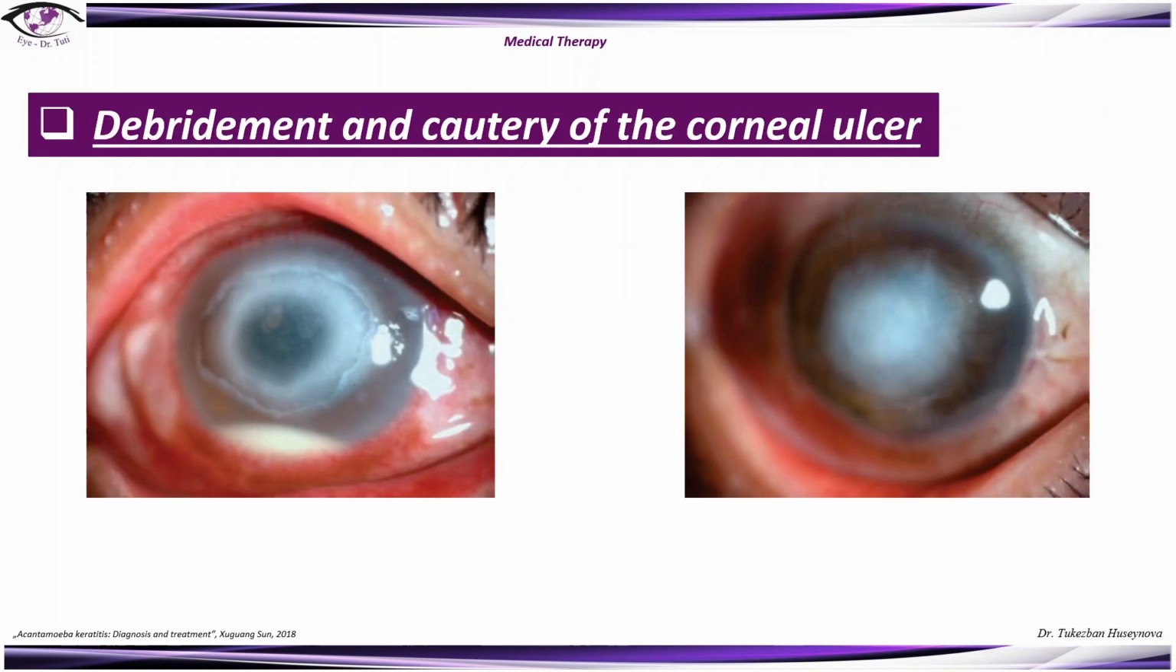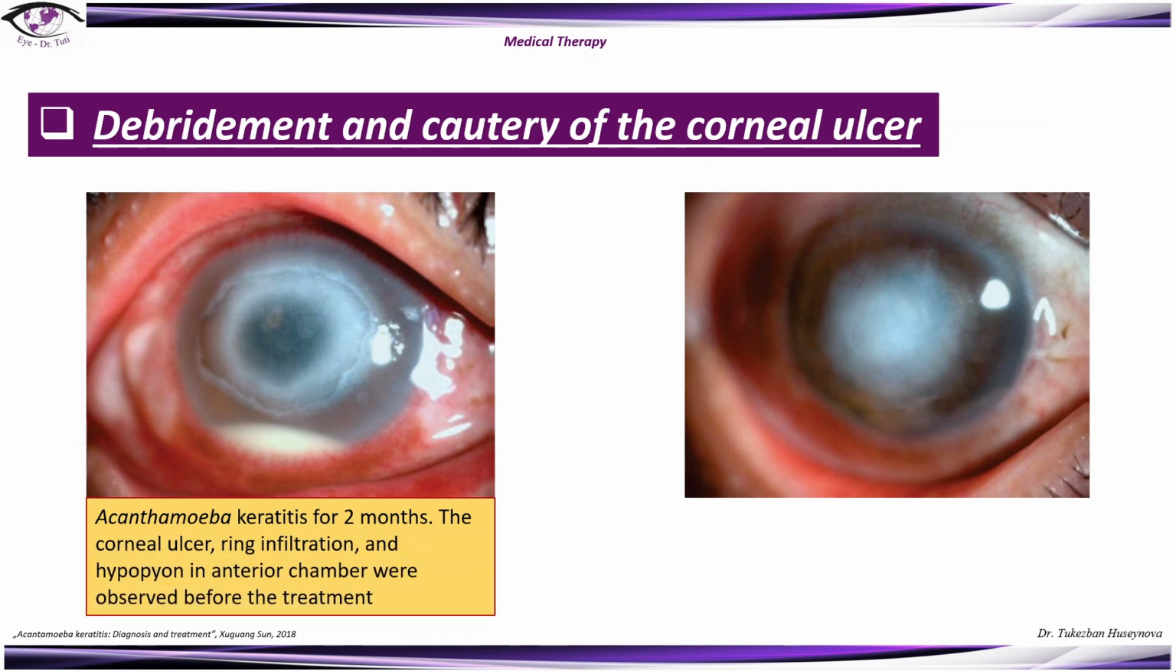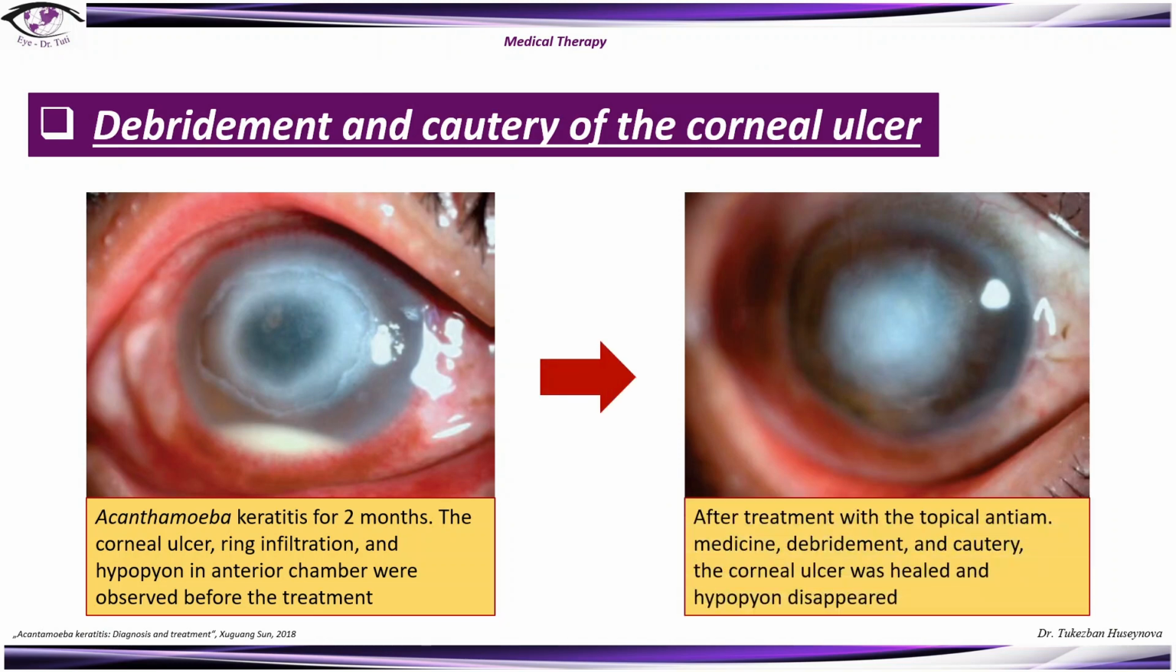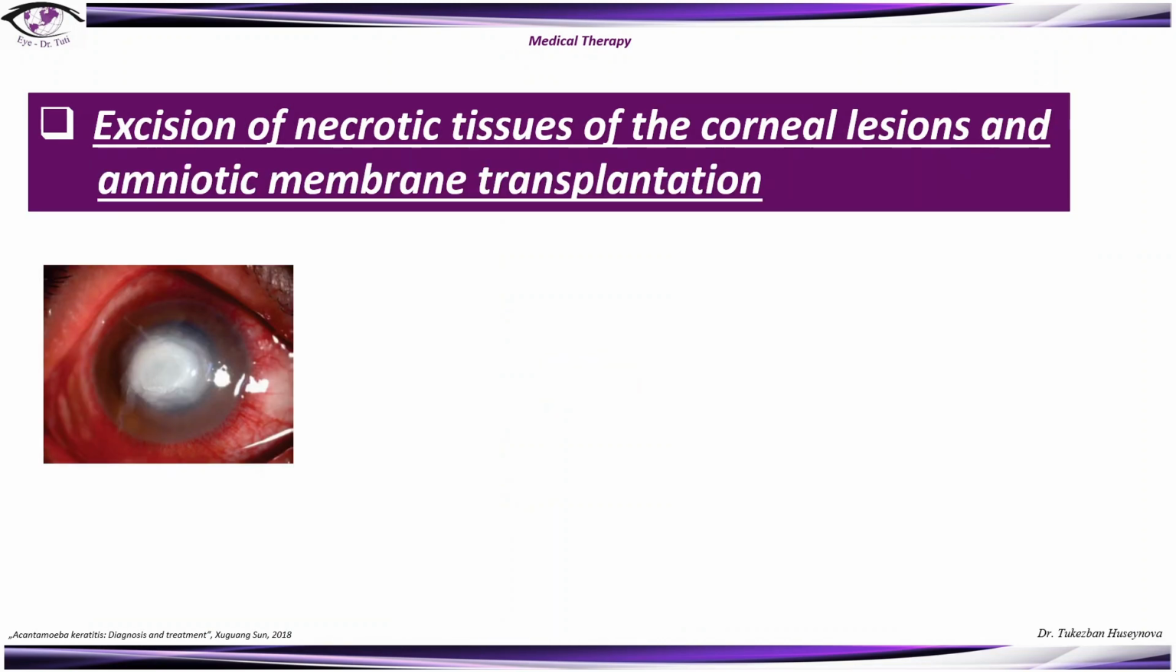Surgical therapy. Debridement and cautery of the corneal ulcer is the simplest surgical therapy you might apply. So here we can see the clinical sample of Acanthamoeba keratitis for 2 months. The corneal ulcer, ring infiltration, and hypopyon in anterior chamber were observed before the treatment, and here's the case after treatment with topical anti-amoebic drugs, debridement and cautery, and the corneal ulcer was healed and hypopyon disappeared.